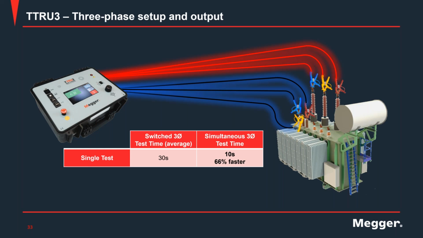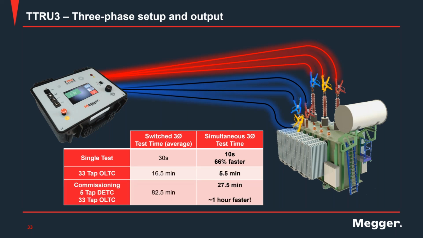And one can argue, well, sure, it's 66% faster, but when I see the big picture, everything that entails running a TTR test, getting the transformer isolated, and if I'm testing, just like in the picture, a large unit, getting provisions to go up and make connections, 20 seconds, maybe you don't see that as a big time saver. But what happens when you are testing a transformer with a tap changer?